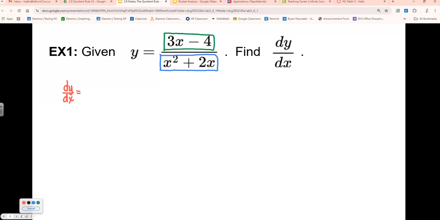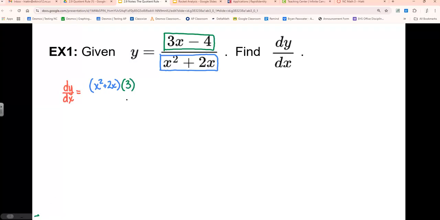So our rule here, it's not letting me pick my, there. Alright, so my rule is going to be low, put it in parentheses, x squared plus 2x. Everything needs to be in parentheses here. If you don't, you might mess up. Times the derivative of the high. So derivative of 3x minus 4 is just 3.